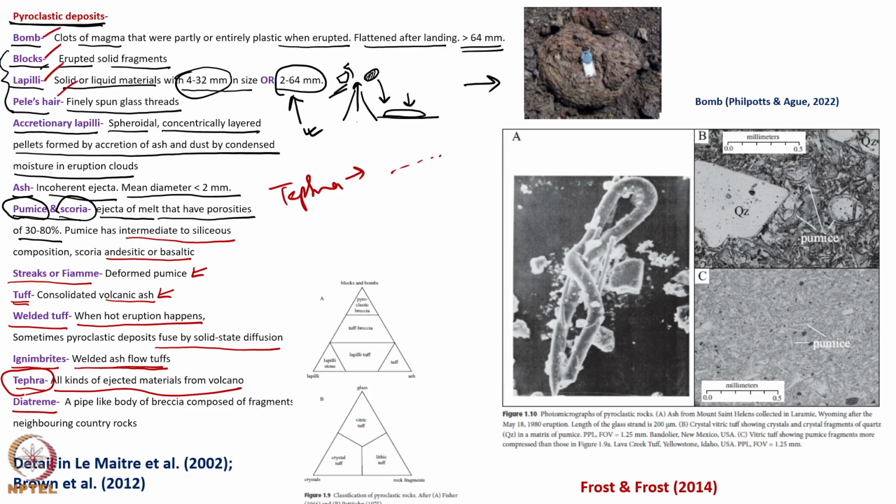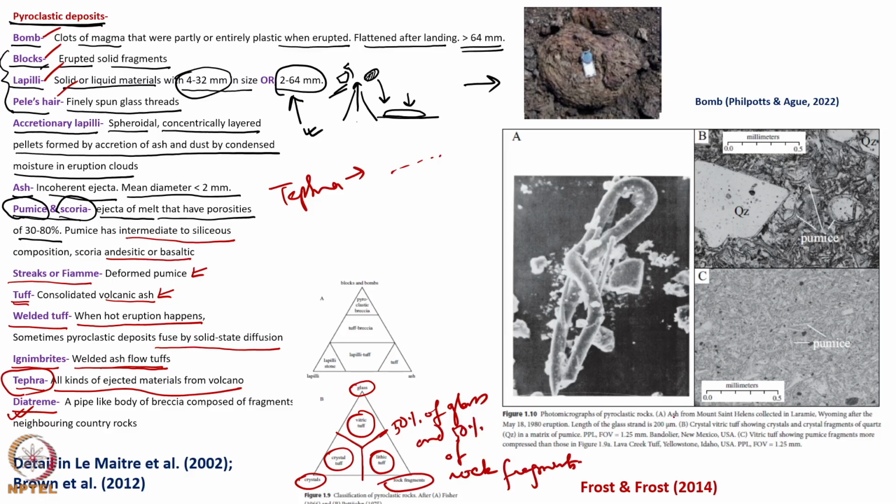Diatreme is a pipe-like body of breccia composed of fragments of neighboring country rocks. This I have already described. If we plot in a ternary diagram the glass component, the crystals and the rock fragments from a volcanic eruption, then we can define the crystal tuff, the vitric tuff and the lithic tuff. This line is 50% of glass and 50% of rock fragments.